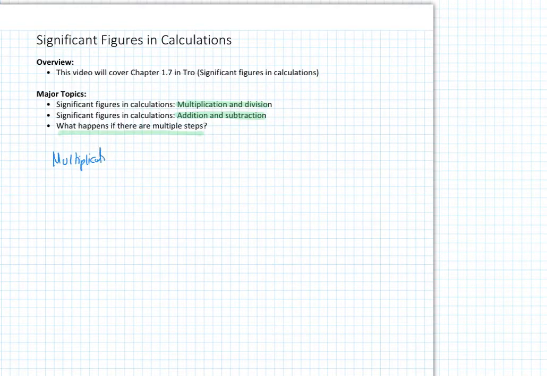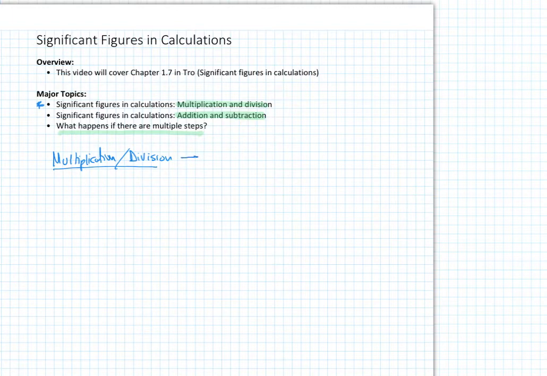And there's a reason for doing this. Really the main reason is this is by far the most common type of calculation you'll have to do in general chemistry. Most of our calculations are multiplication division problems. So if you understand the rules for multiplication division, then you're going to be able to get the significant figures correct on a whole lot of your problems.